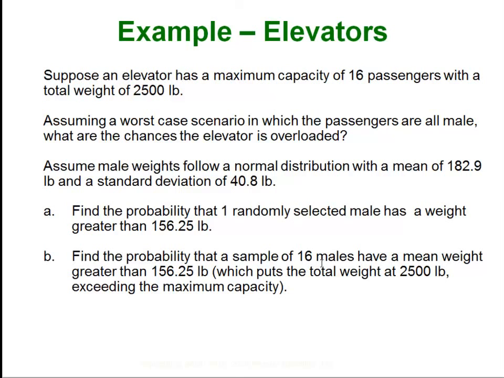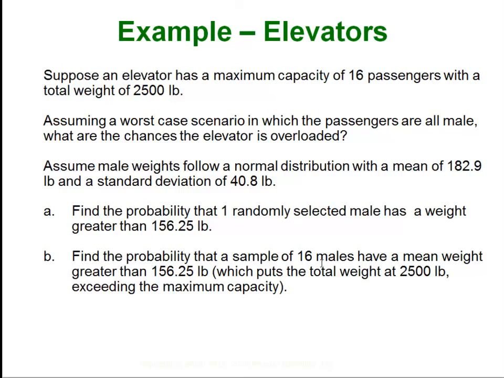We have to make another assumption. Assume adult male weights follow a normal distribution with a mean of 182.9 pounds and a standard deviation of 40.8 pounds. Pretty big assumption to make, but actually if you look at the way weights are distributed, they are actually fairly normal. Two questions. A, we want to find the probability that one randomly selected male has a weight greater than 156.25 pounds, and B, find the probability that a sample of 16 males have a mean weight greater than 156.25.